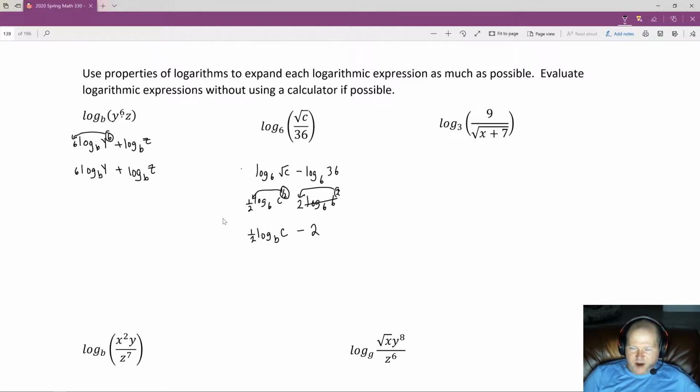Okay, next one. Because this is a fraction, we're going to use the division. So we'll break it apart. Log base 3 of 9 minus log base 3 of square root of x plus 7. Okay, so the first one is saying log base 3 of 9, or 3 to what power is 9? And we would say, oh, that's 2, minus. The other one is log base 3 of square root of x plus 7. So we would keep the log base 3, but we would turn this square root into a fractional exponent. So we would take that half and pull it all the way to the front. That half would go to the front, like that. So then we end up with 2 minus 1/2 log base 3 of x plus 7.